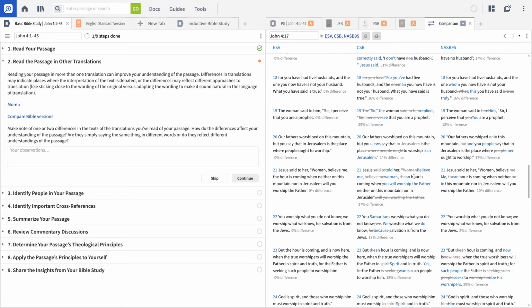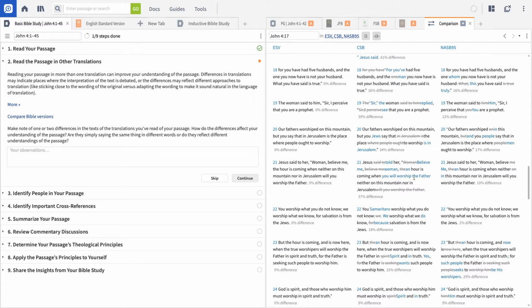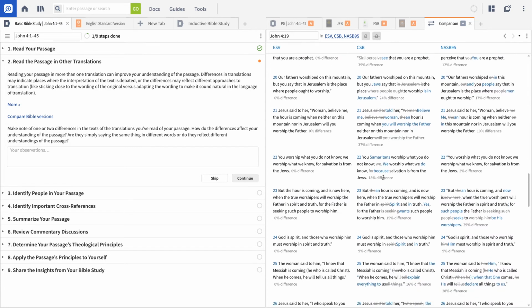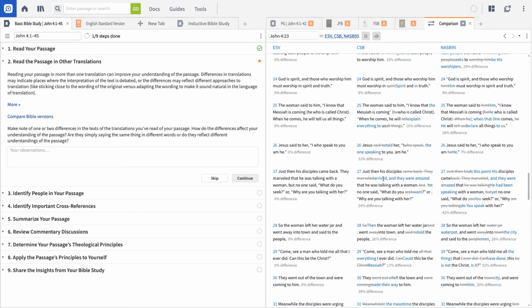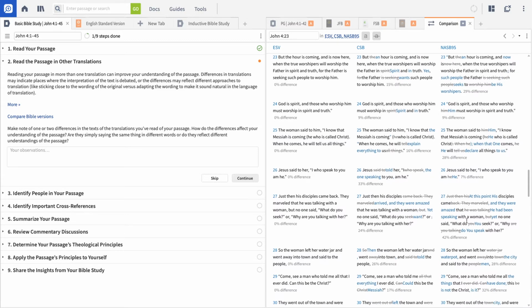Fathers worshipped on this mountain. Yeah, it says men here. It says people here. That's curious. So Jesus said to her. Yeah, I'm not seeing much here, honestly, so I'm just going to continue going through. I'm really going to start skimming a little faster. Look at these difference numbers. Let's see, 42%.